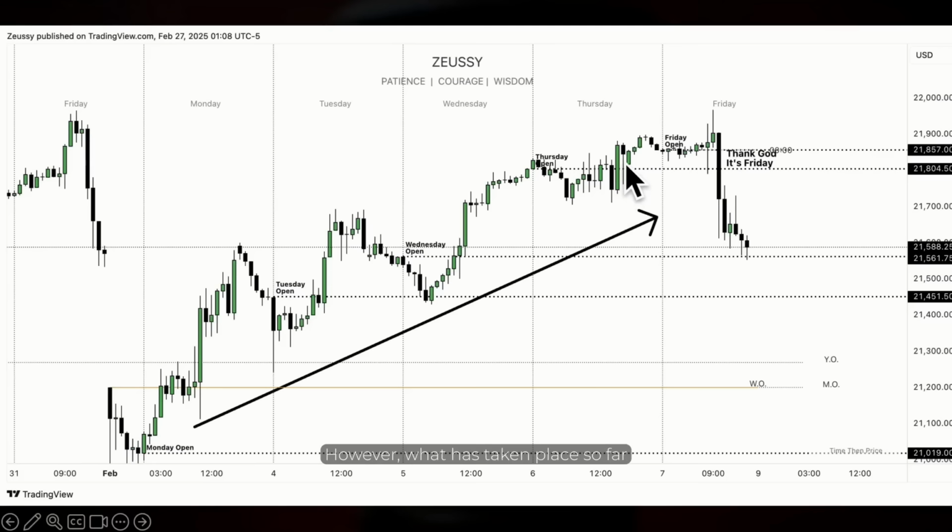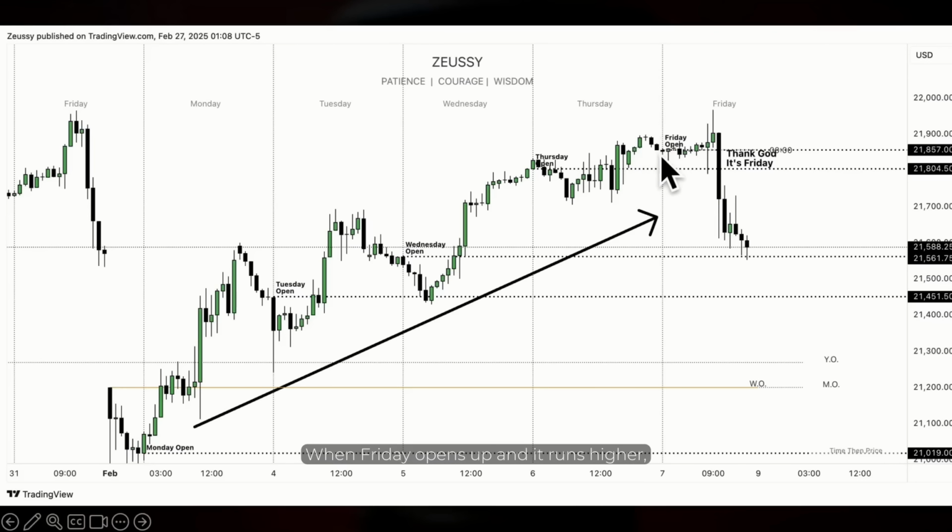However, what has taken place so far since the weekly open? We initially opened up, dropped lower, and then Monday till Thursday, we saw the market grind towards the upside, meaning it was being repriced higher. This right here sets the stage for the following.